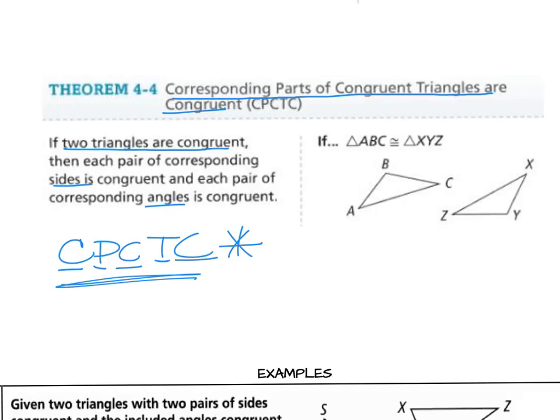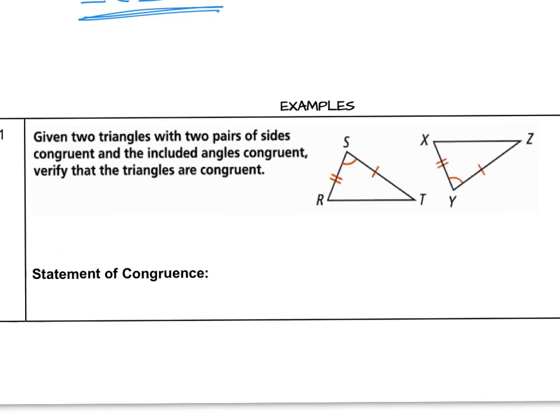We're going to use this CPCTC definition quite a bit in the rest of topic 4. Let's try a few examples. Given two triangles with two pairs of sides congruent and the included angles congruent, verify that the triangles are congruent to each other.